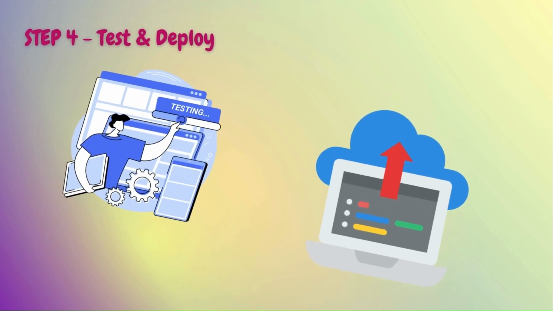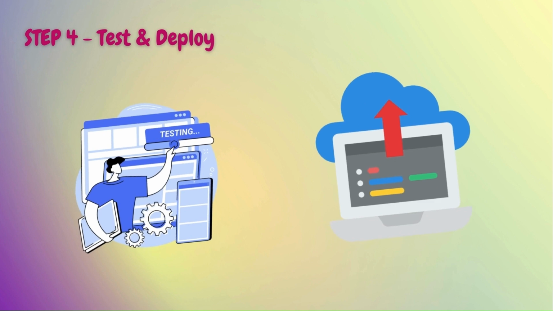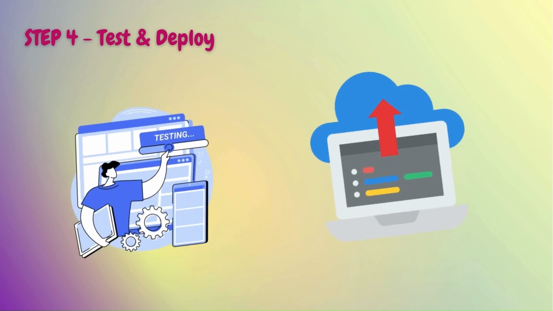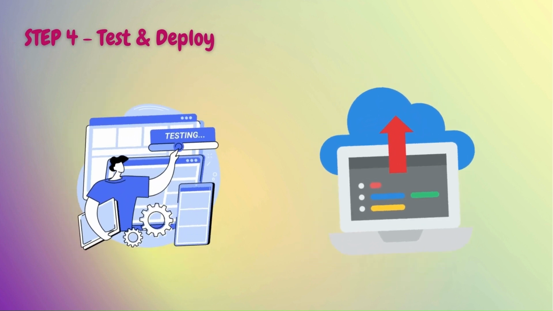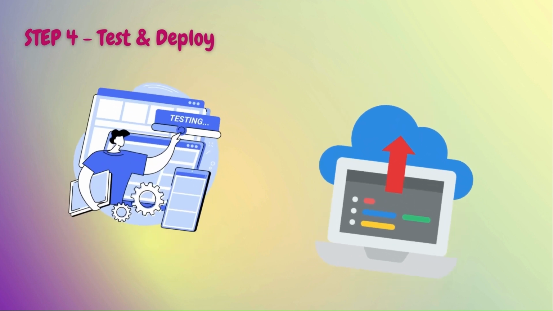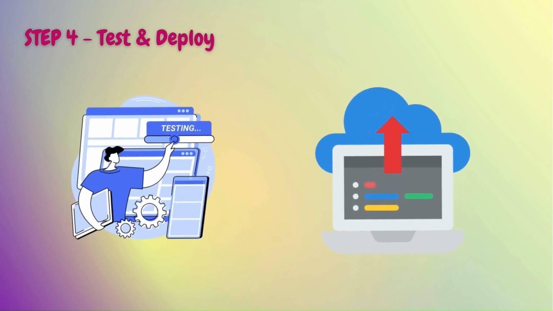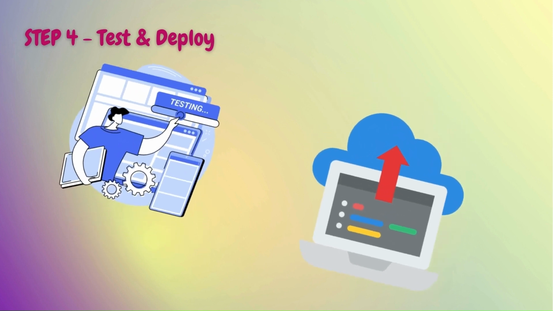Step 4. Test and deploy. Once we have configured Nginx API gateway and defined our API endpoints, testing our configuration to ensure that everything is functioning as expected is very important. We then need to deploy our Nginx configuration changes to make the API accessible to clients.